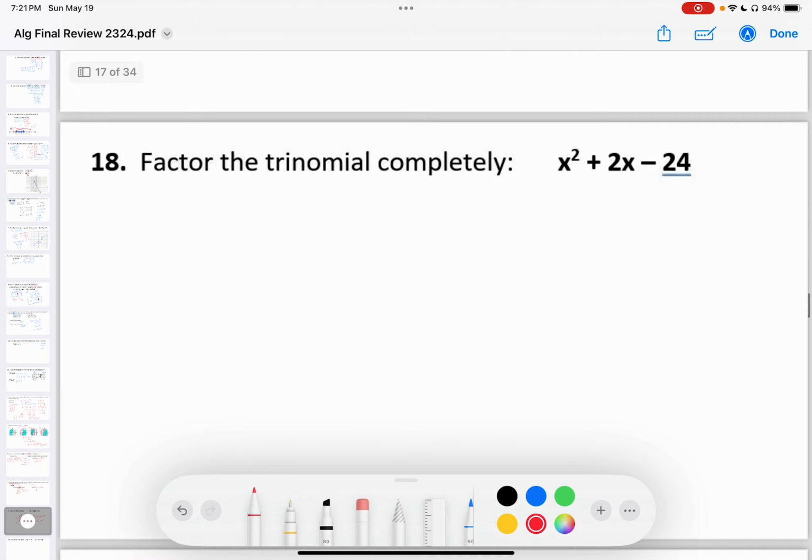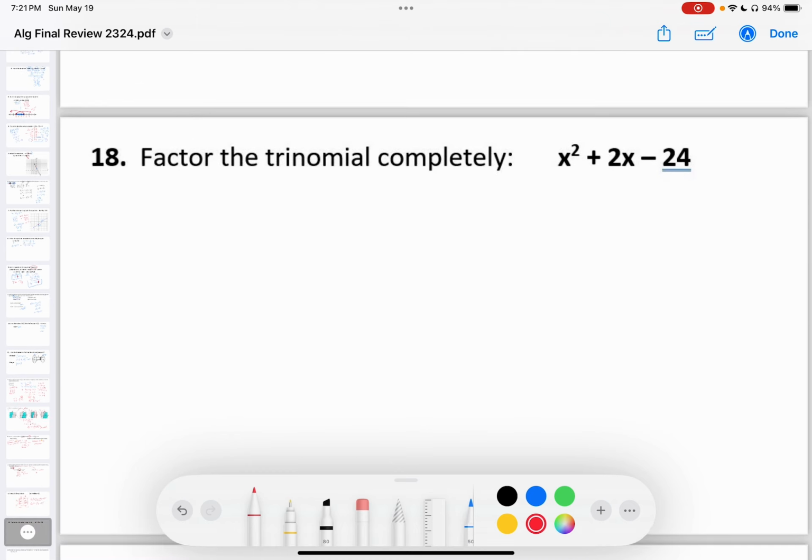Factor this trinomial completely. I need two numbers that multiply to negative 24 that at the same time add to 2. Again, this is the multiply. This is the add. Again, I can do that because the a value here is 1. So what multiplies to negative 24? Well, I know it's got to be a positive and a negative number. I've got a whole bunch of them.